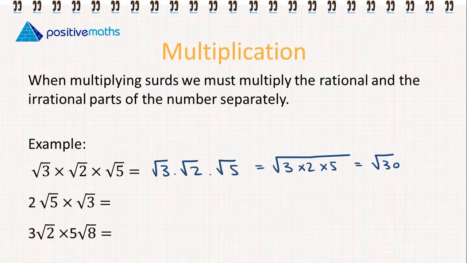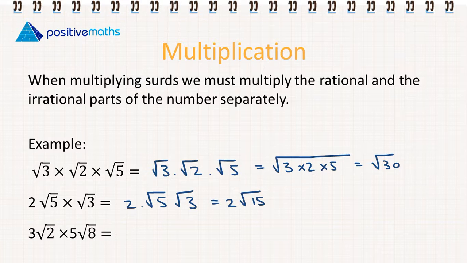The next example, 2 multiplied by the square root of 5 multiplied by the square root of 3. So this will be 2 by the square root of 5 by the square root of 3, which will give us twice the square root of 15.